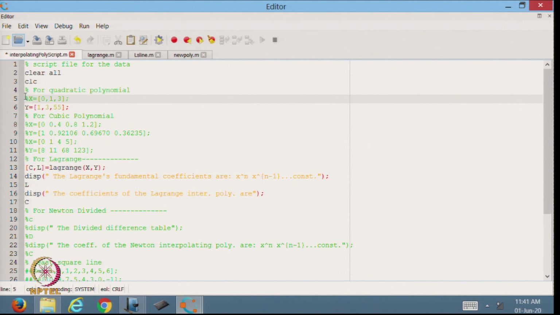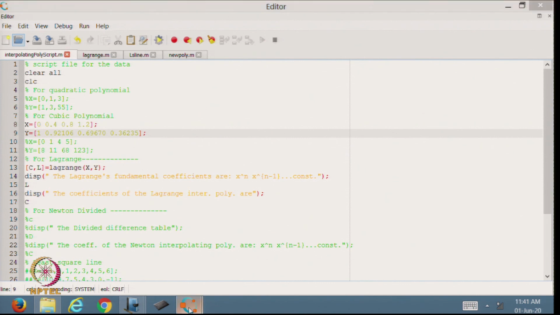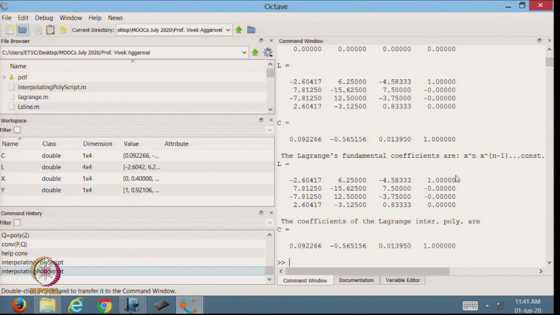So let us again try to find out for another type of data. Let us take a cubic polynomial. Let me take this data. This data is the 4 points I have taken, and I run this one. So, I get this value.